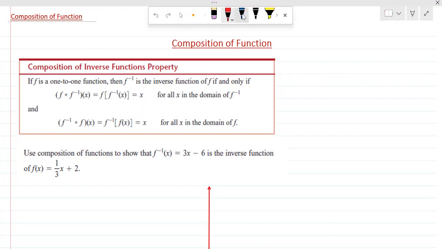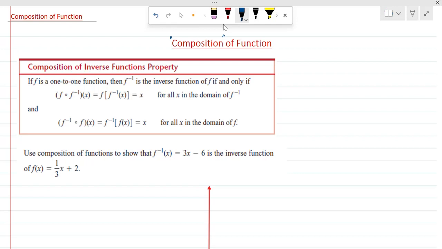In this video, we are going to discuss the composition of the function, the composition of the inverse function. Composition is used to find whether the given functions are inverses or not. So, how will you find that?